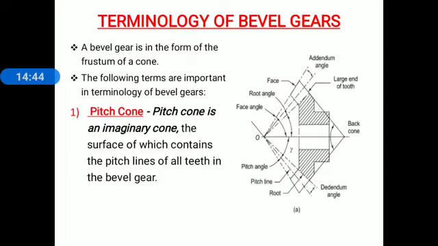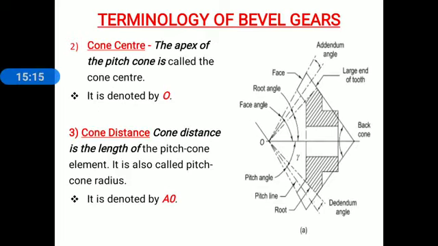First point, pitch cone. Pitch cone is an imaginary cone, the surface of which contains the pitch line of all the teeth in the bevel gear. Now observe the left portion of this sketch. That is shown by the dotted line, that is the imaginary cone, and the surface of that cone contains the pitch line of all the teeth, that is called pitch cone. This is the first point in terminology. Second point, cone center. Apex point of pitch cone is called a cone center.